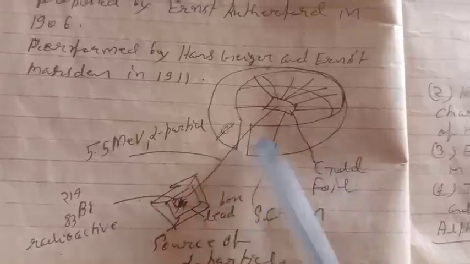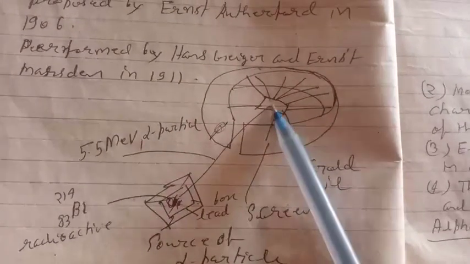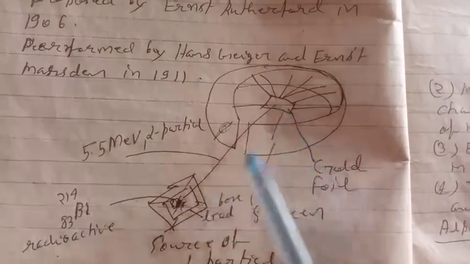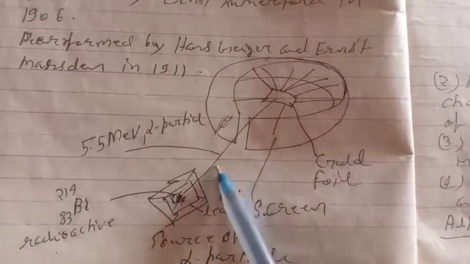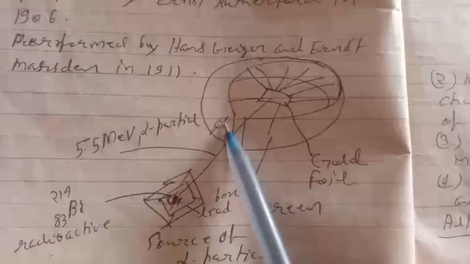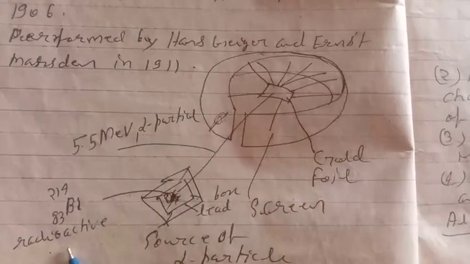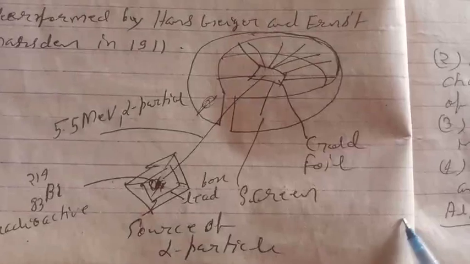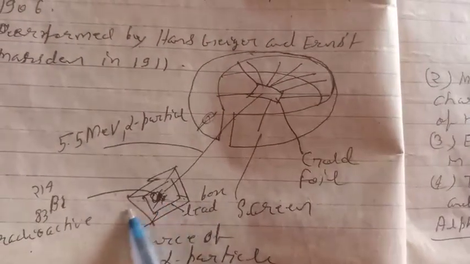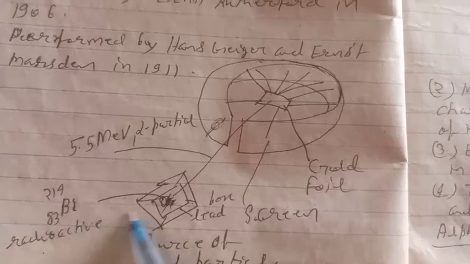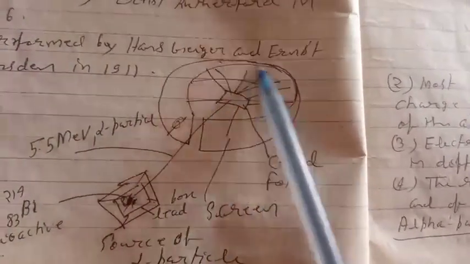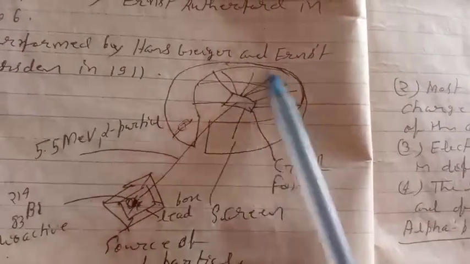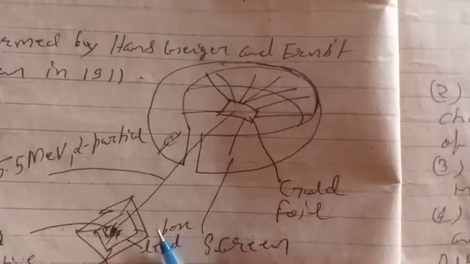The diagrammatic arrangement of the experiment is shown. This is a gold foil, and this is the source of the beam, the source of alpha particles, which is put in the lead box, and the energy of all alpha particles was 5.5 mega electron volt in the experiment. And in the lead box, bismuth-214, a radioactive element, was put to emit alpha particles. And this is the screen where, after scattering, the alpha particle is observed. Now, from this experiment, we will discuss what observations were made.